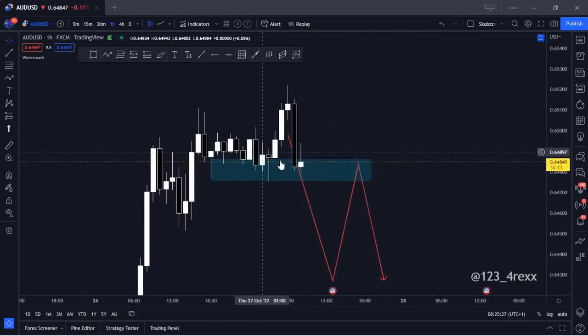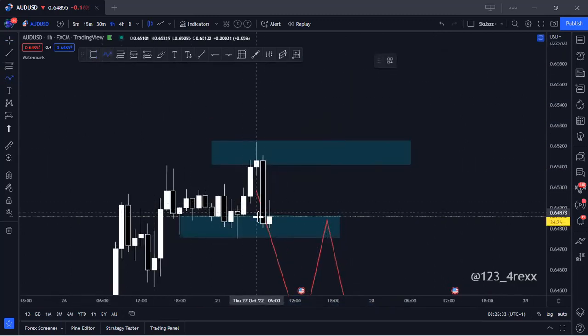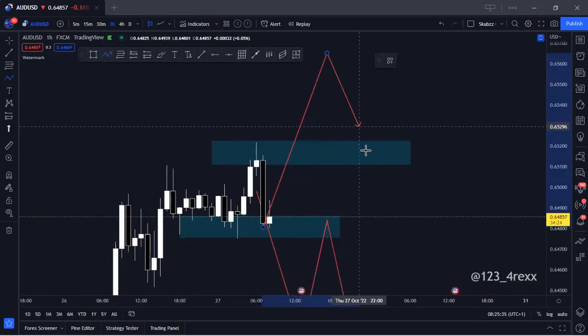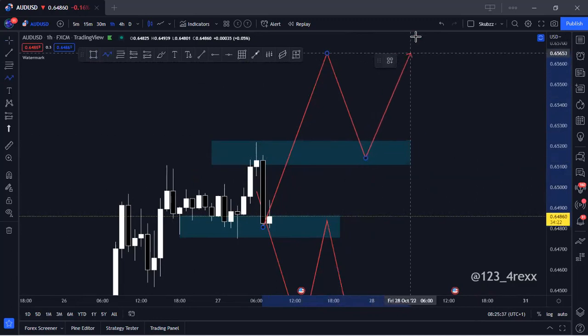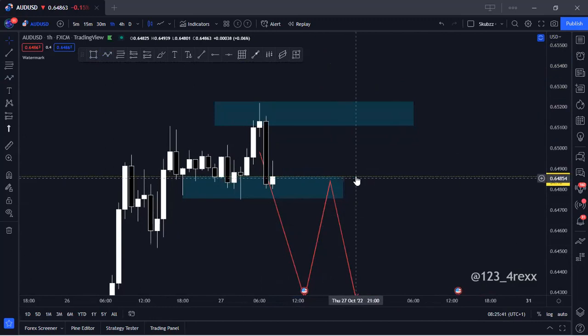So what if that sell doesn't continue? Where should we look out for? The highs here. If we come back to break these highs, we'll just look to continue the uptrend. So that's how I'll be looking at AUDUSD. Either the break to the downside and then a continuation, or the break to the upside.